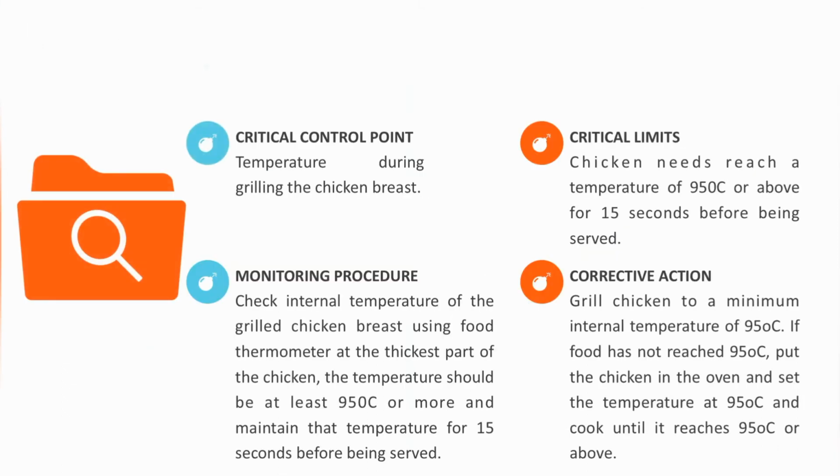Hazard analysis in grilling the chicken is insufficient cooking time and temperature. Critical control point: temperature during grilling the chicken breast. Critical limits: chicken needs to reach a temperature of 95 Celsius or above for 15 seconds before being served.